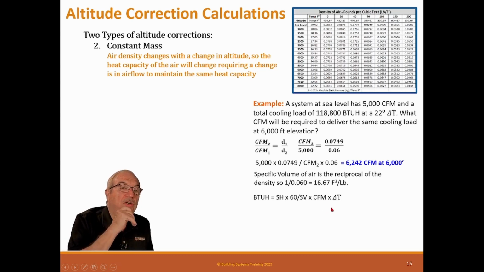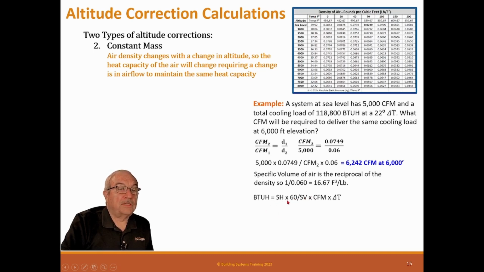Okay, specific volume of the air is a reciprocal of the density. So if 1 over 0.060, 1 pound of air will take 16.67 cubic feet. Now down at sea level, it's 13.5. So it's a lot more air. It takes a bunch more air at altitude to make the same pounds of air.